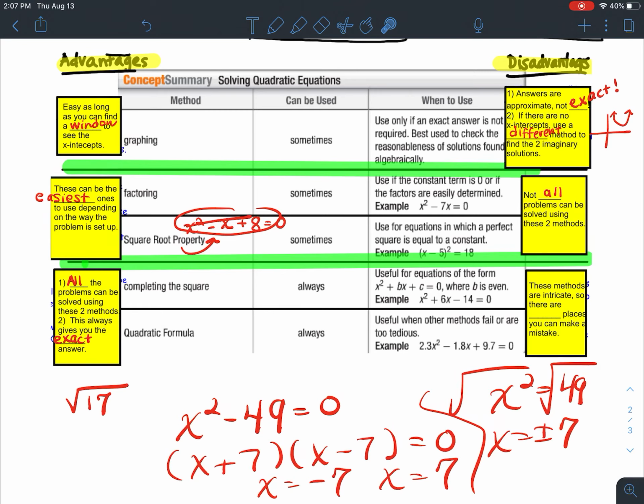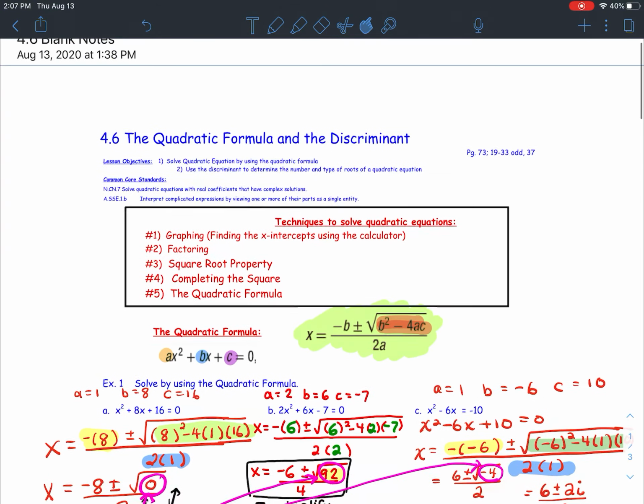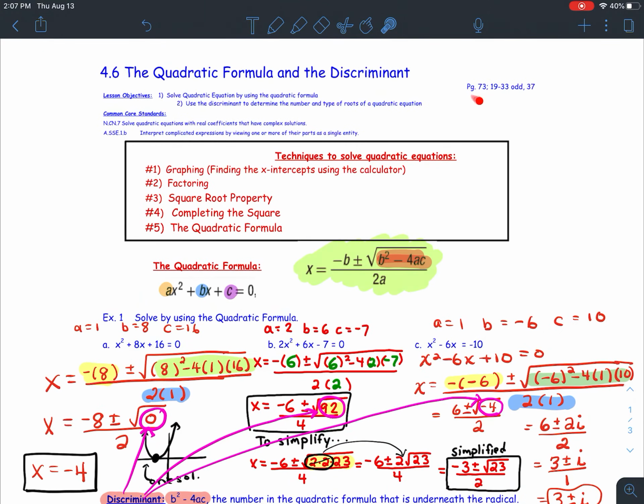You're going to have that radical symbol, so if the number underneath your radical symbol is not a perfect square, you can keep the whole answer intact, and you're not forced to round the answer like the graphing method forces you to do. Disadvantage of completing the square and quadratic formula: these methods are intricate, so there are many places that you can make mistakes, okay?